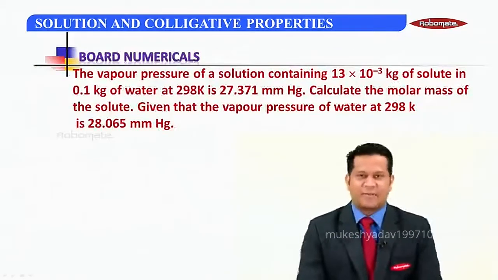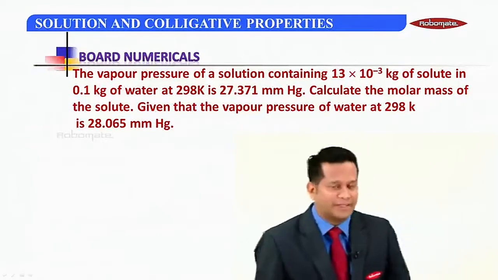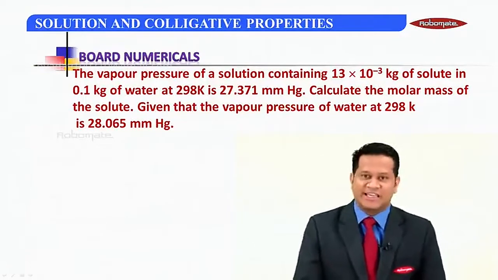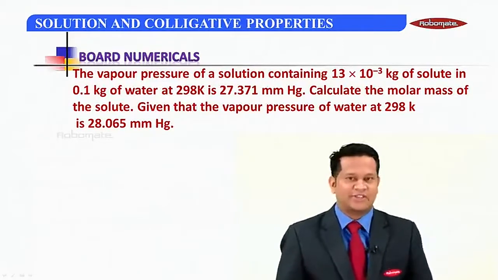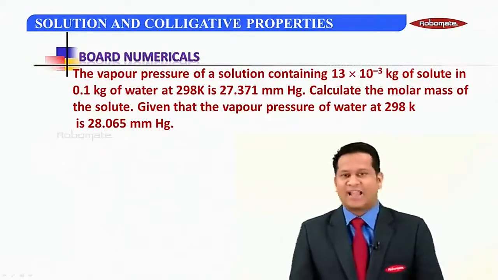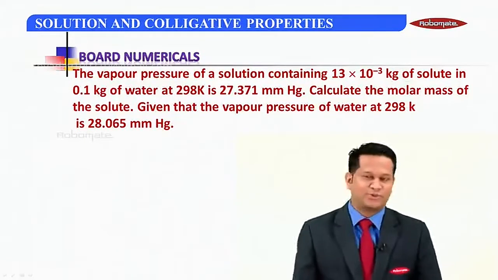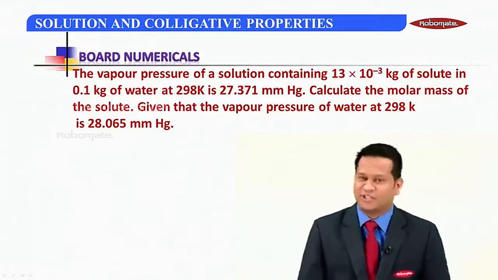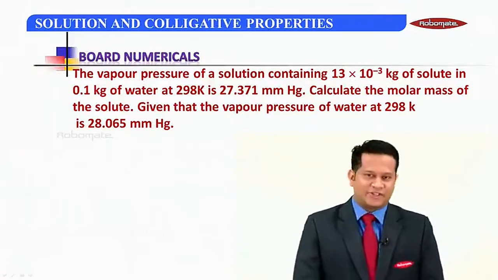It says that the vapor pressure of a solution containing 13 into 10 to the power minus 3 kg of solute in 0.1 kg of water at 298 Kelvin is 27.371 millimeters of mercury. Calculate the molar mass of solute given that the vapor pressure of water at 298 Kelvin is 28.065 millimeters of Hg. Perfect.